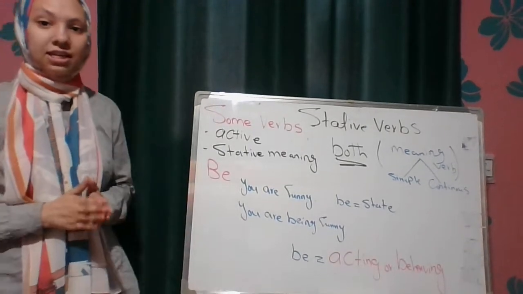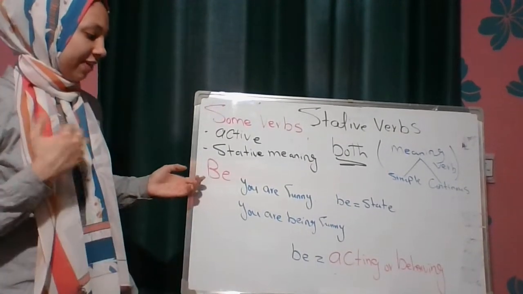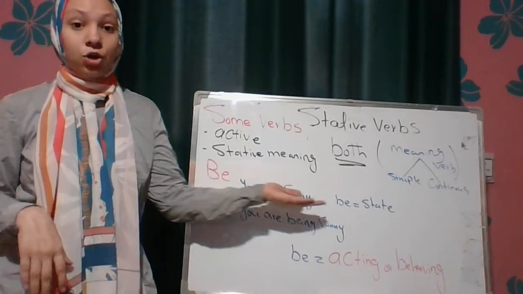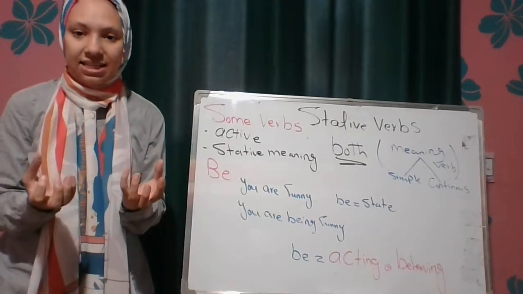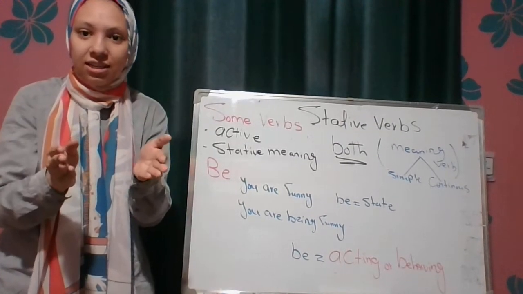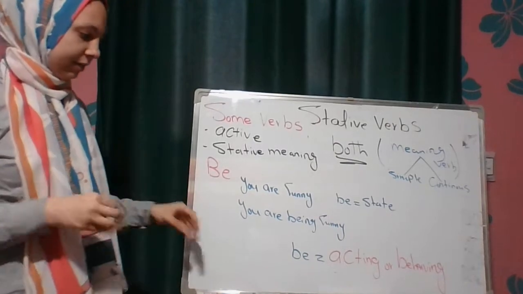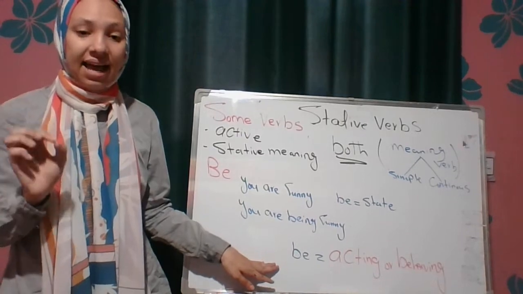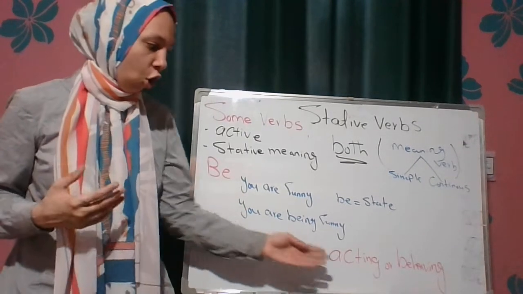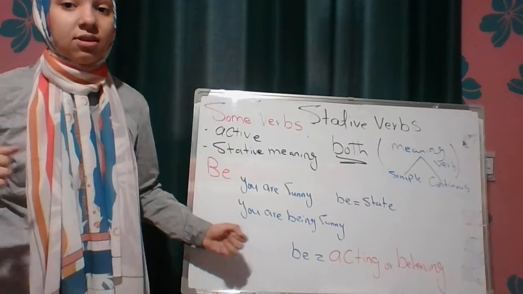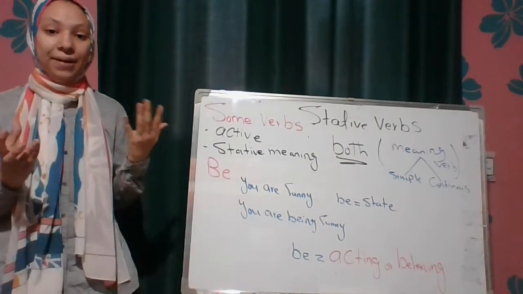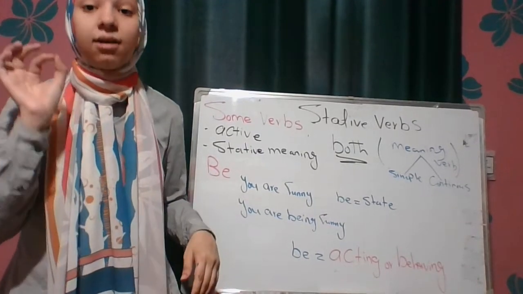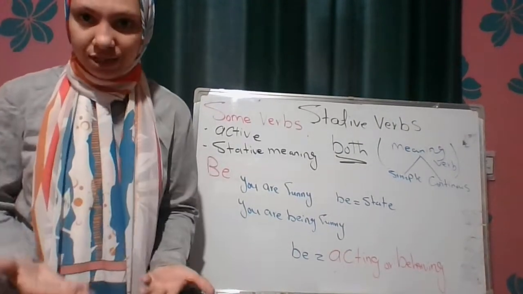And the same thing applies to the verb be. If I say you are funny, be here is stative. But if I say you are being funny, be here means acting or behaving. So if it means acting or behaving, be here can be in the continuous tense.